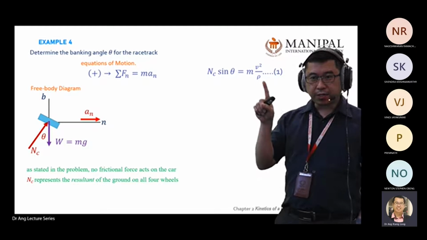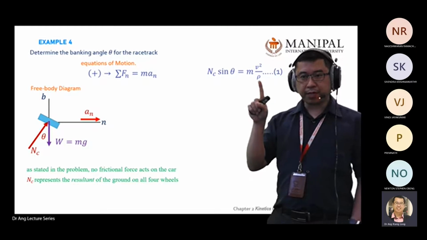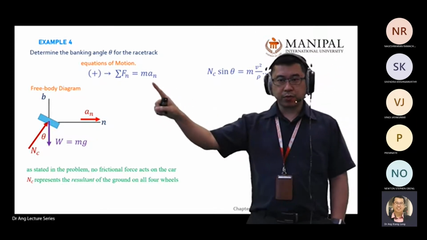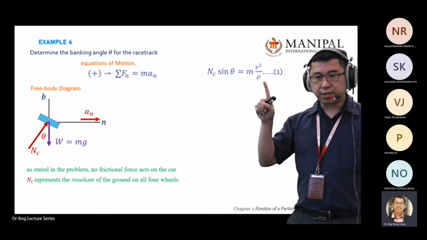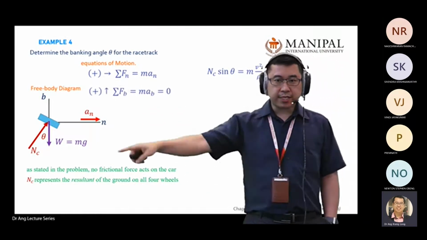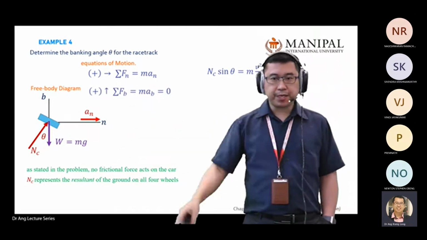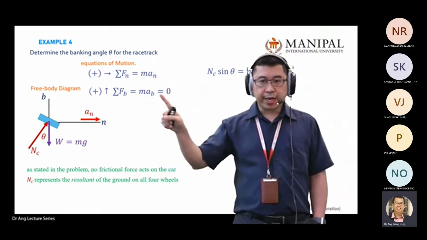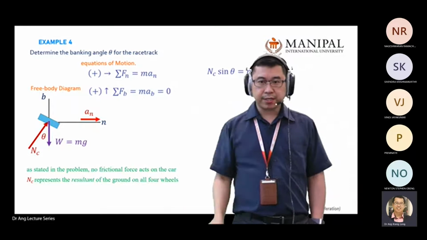Again, this equation is from chapter 1, when you learned about curvature motion. When you want to find the normal acceleration, you use this equation here. So you have two axes. Next, you find the B direction. B going up is positive. F equals ma, but in the B direction.